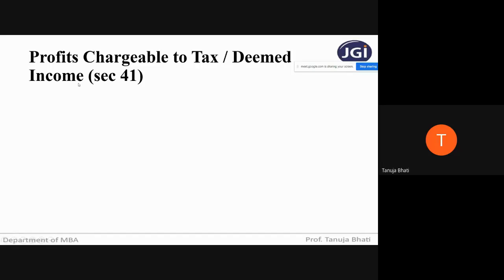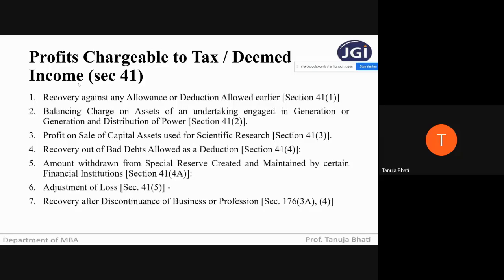So let us understand what is the meaning of this deemed income or profits chargeable to tax. Whatever we are doing in our calculation in the P&L account will not be reflected as a deemed income. That will be your regular income, source of income. But let us understand what is the meaning of deemed income. So first, recovery against any allowances or deduction allowed earlier. Now, what do you mean by this?